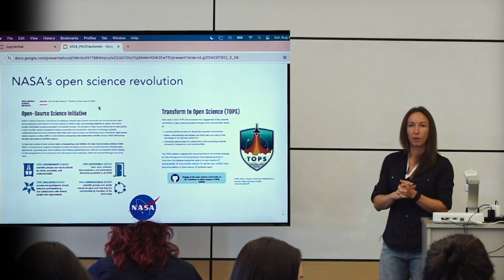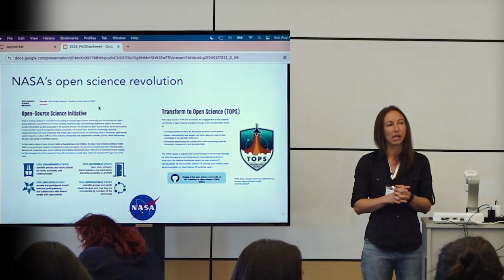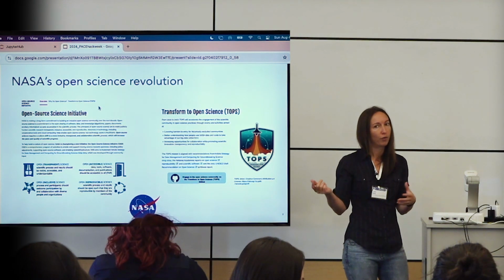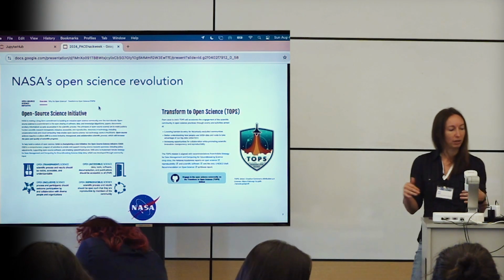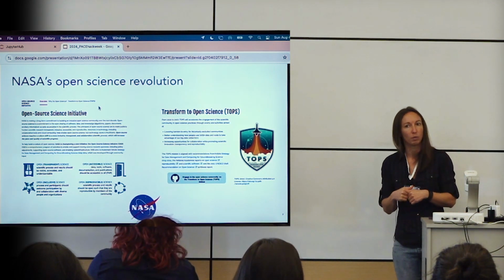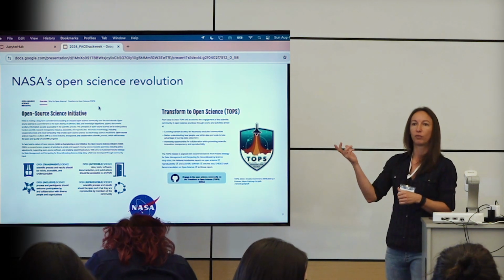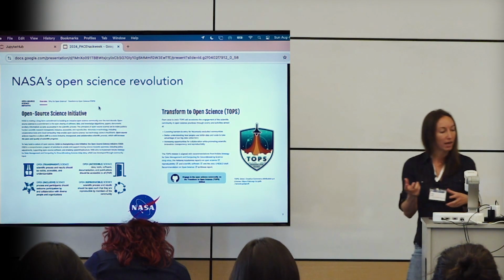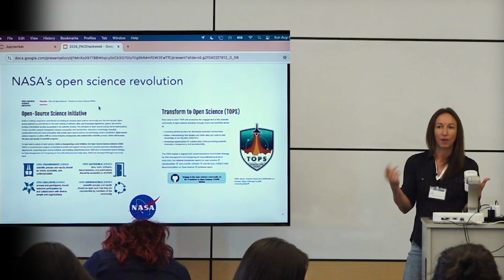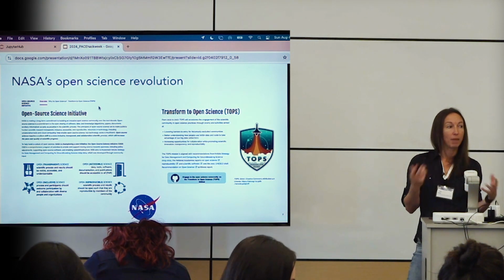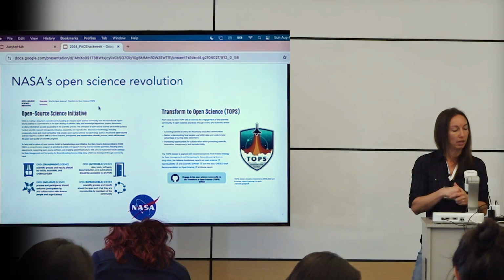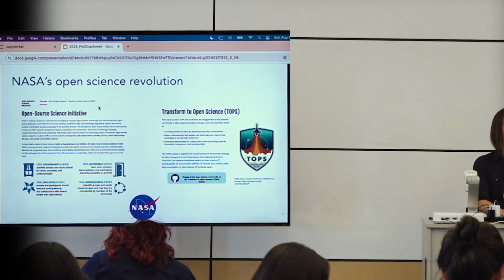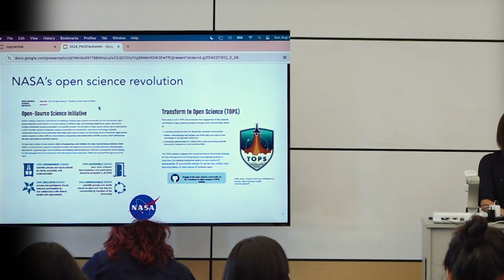NASA started the Open Source Science Initiative to really push the idea of open science forward. So the goal for this initiative is to make science more transparent, accessible, inclusive, and reproducible. And then they built the Transformed Open Science Program, TOPS, to kind of push forward that initiative, lower barriers of entry, help make science more equitable through the NASA ecosystem. And they are the group that ended up funding, or one of the groups that ended up funding CryoCloud.